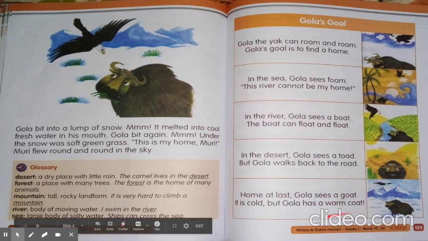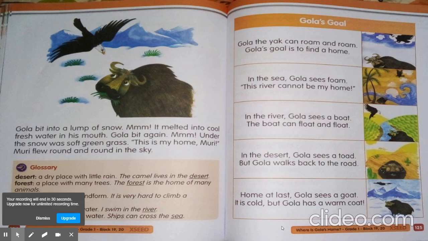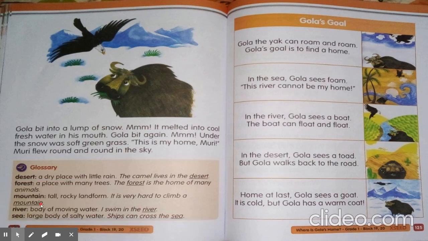Okay, children. So this is our block. Where is Gola's home? First, he saw the sea. He didn't like it. Then he saw the river. He didn't like it. Then he went to a desert. He didn't like it. Then he went into the forest. He didn't like it. Finally, he liked the mountain and he made that place his home.